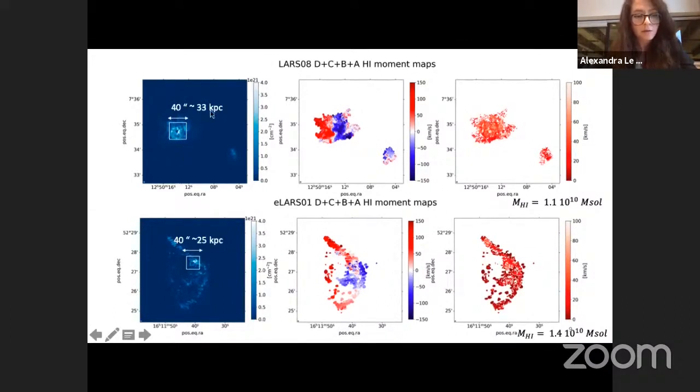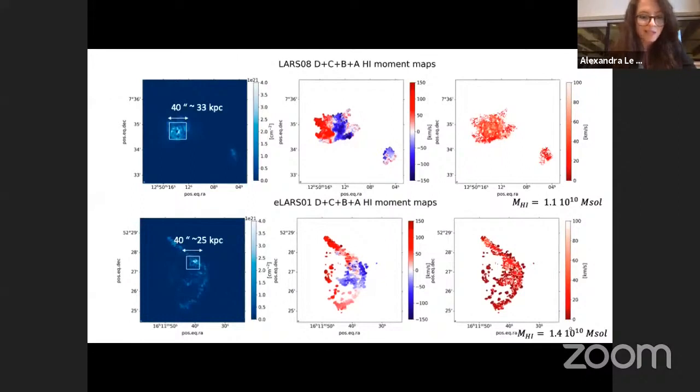And in both of those galaxies, we can actually see signs of interaction. In the last one, you have a small companion galaxy to the west, the southwest of the galaxy. And in the last one, you have very extended tidal tails of HI.